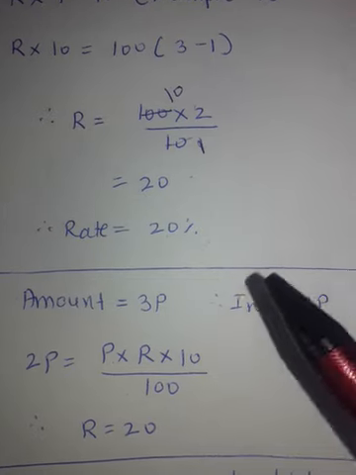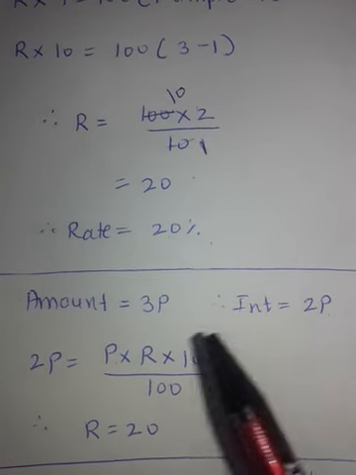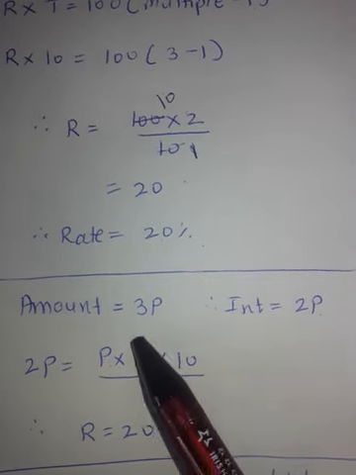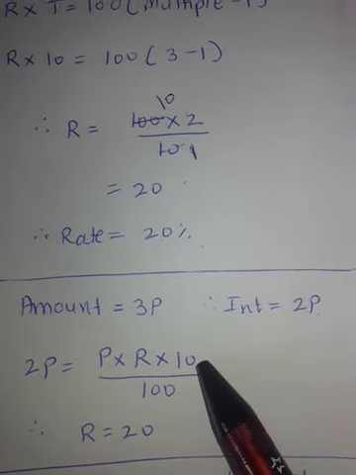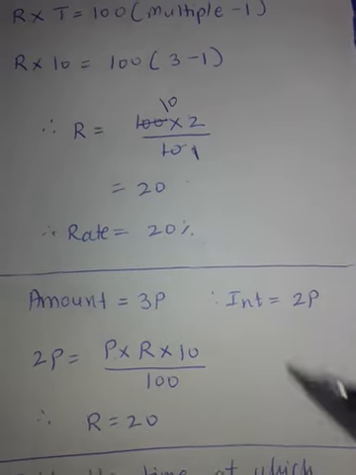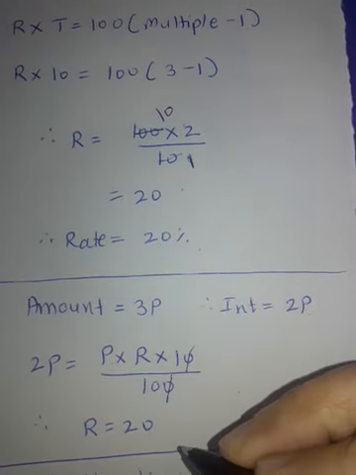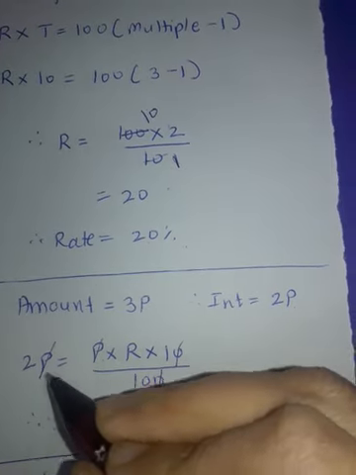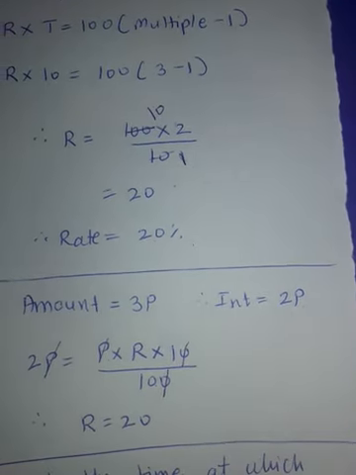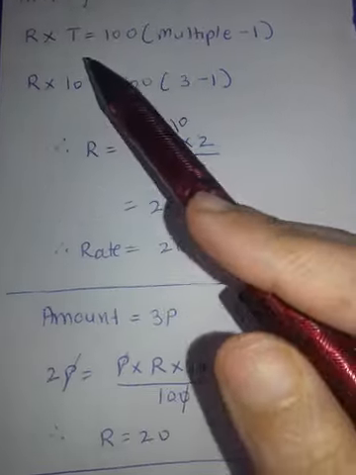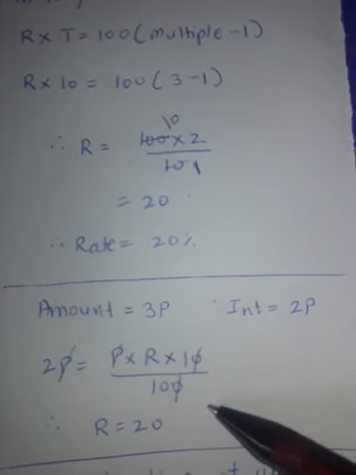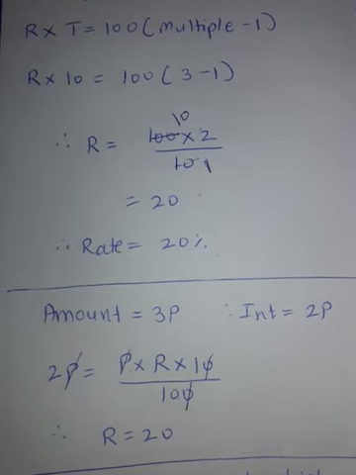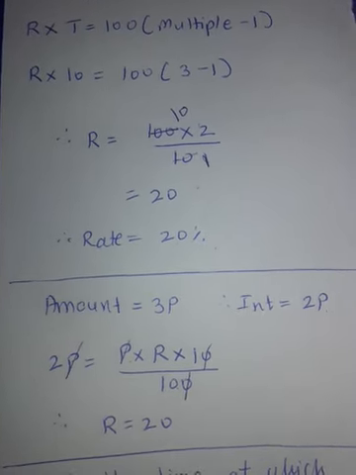So what can we do? Again we can substitute. Interest, that is 2P, is equal to P into R, R is unknown, time is given as 10 years, upon 100. So ये गया, P भी गया. 10 will go to the numerator. 10 2s are 20. So R is 20. Formula याद है तो भी चलेगा, नहीं याद है तो भी चलेगा. So this type of example is very easy. Let's see a few more.